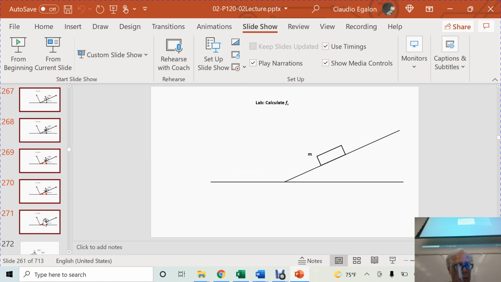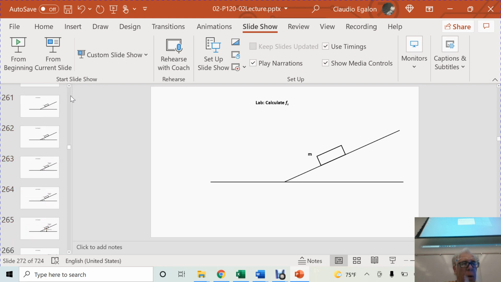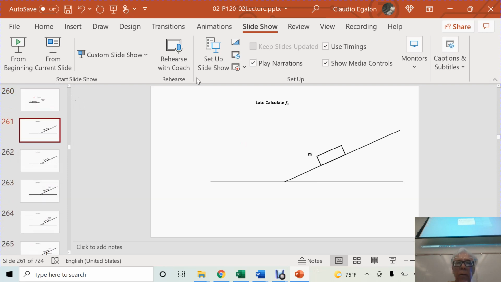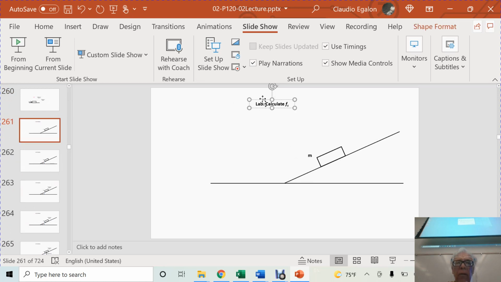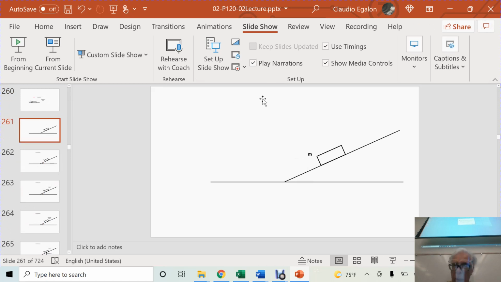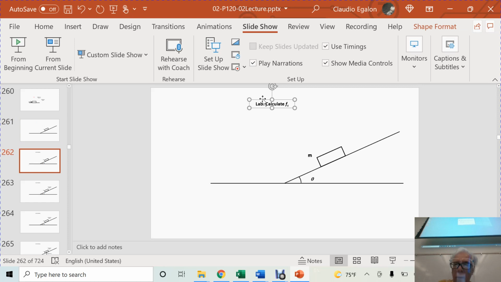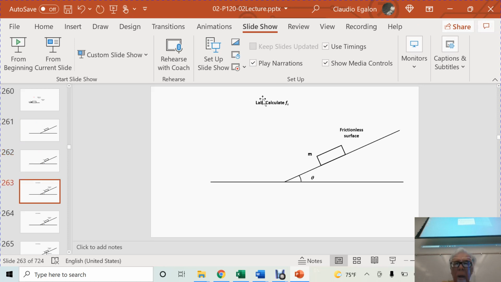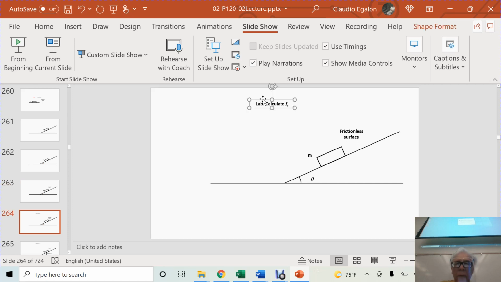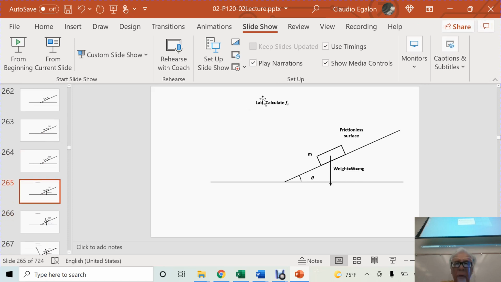Okay, so here we go. Paste. I gotta fix those slides. Okay, this one is a frictionless surface, so forget about that. Don't calculate the force of static friction.